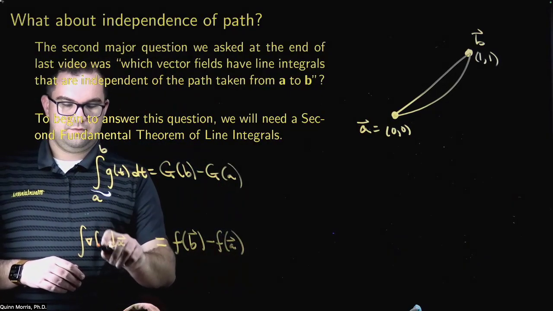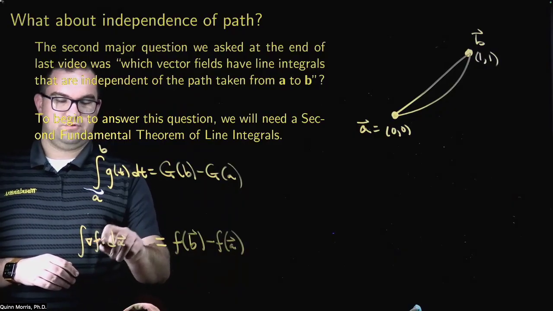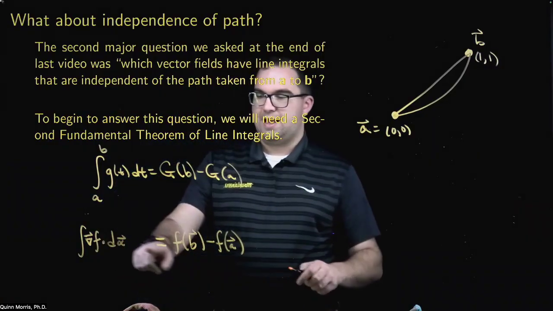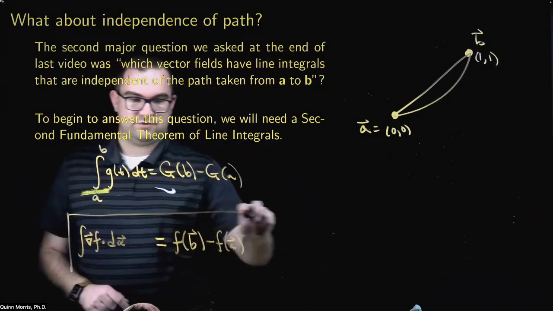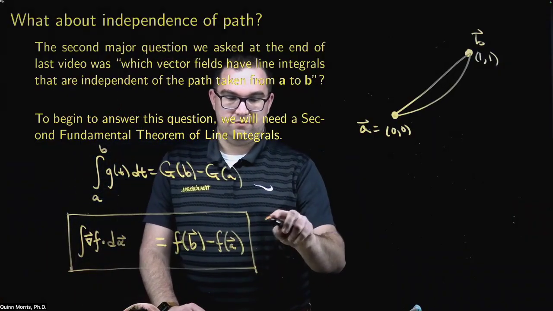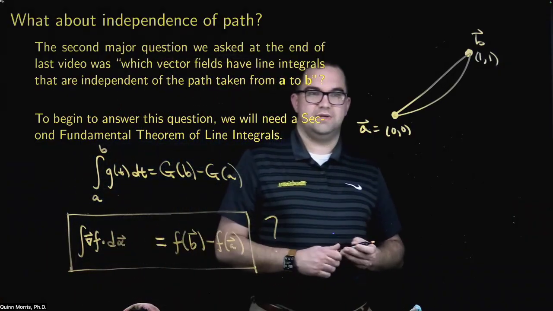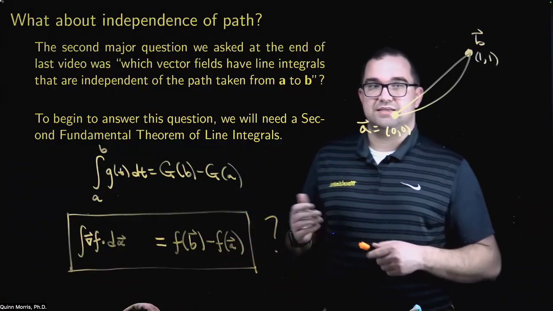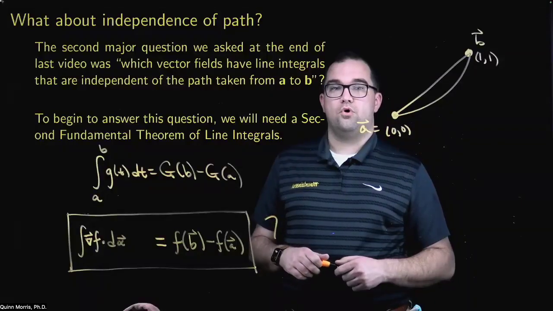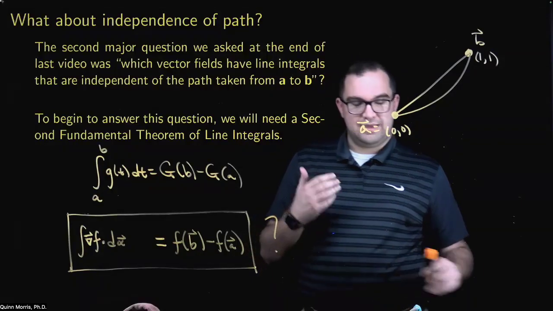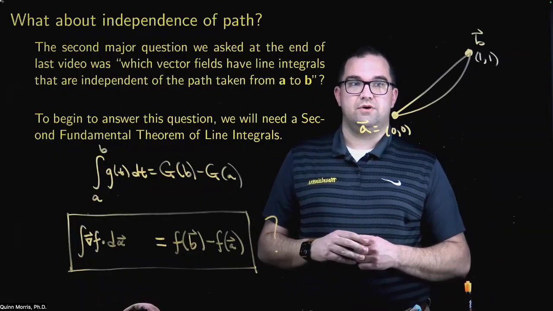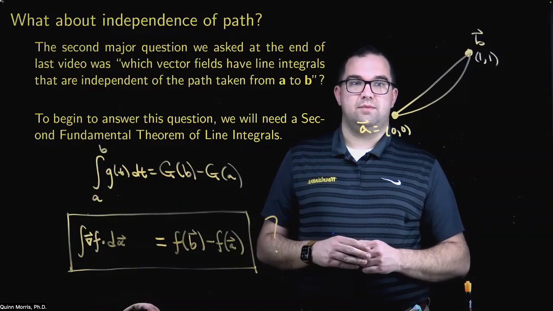Namely, if the vector field that I'm integrating is the gradient of some function, then maybe I could write down something like this. Well, in fact, in the next video, we will work to establish this result. This is essentially a second fundamental theorem of calculus for line integrals. And this will begin to help us answer precisely this question of which vector fields will have line integrals that are independent of path.